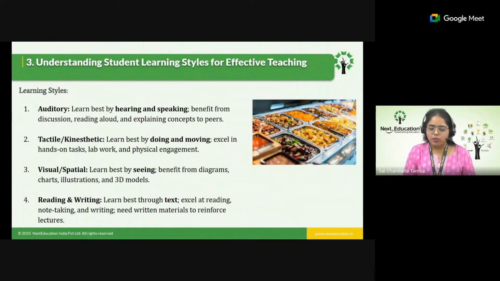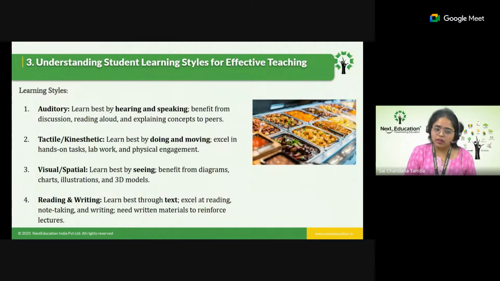I could give an example here. As you can see, there's an image of a food buffet. When you go for learning cooking in general, there are various ways in which people learn it. For example, there are auditory learners, people who enjoy tasting food and listening to the chef, and asking how the recipe has been done. They like to listen to the chef and learn how to cook. That is one set of learners.